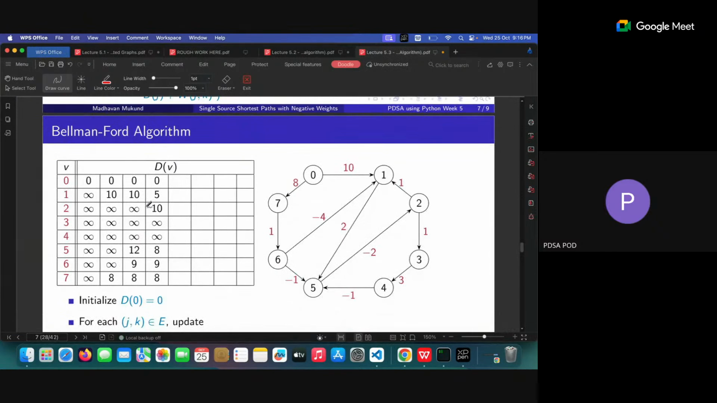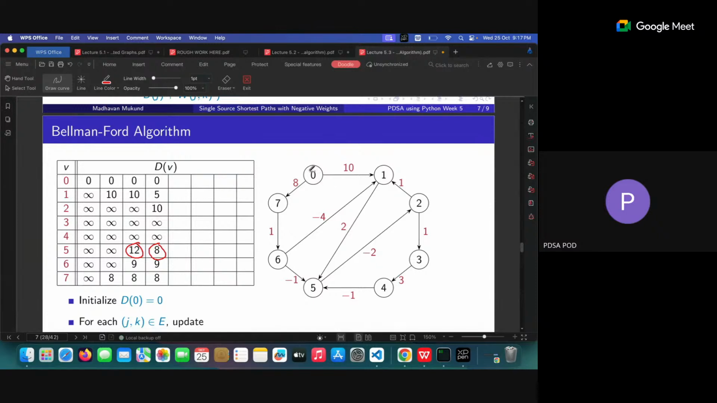Look here. Earlier, 0 to 5 is 12. Now it is 8. You can find the difference. Did you find it? Earlier, 0 to 5 is 12, yet this time, 0 to 5 is 8. Did you find the difference then? Why is it? Another version is updated. Another vertex has been updated.